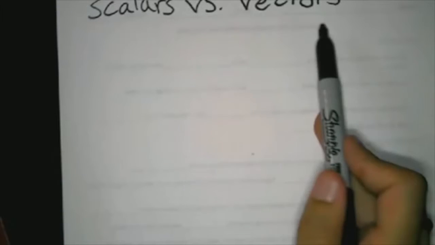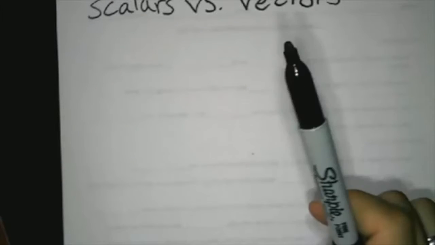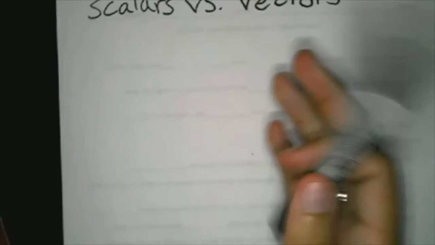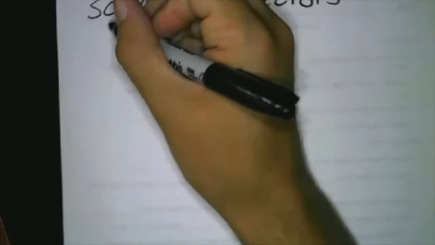Hey guys, I briefly want to cover scalars and vectors. You might already be familiar with these terms, but I'm going to tell you how we use them in physics. In physics, a scalar quantity is any physical quantity that has a number and a unit, like time. So I can have 20 seconds, or I can have 10 pounds, or I can have 2 kilograms. Those are common scalar quantities.